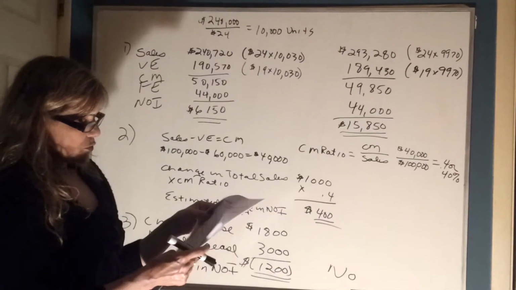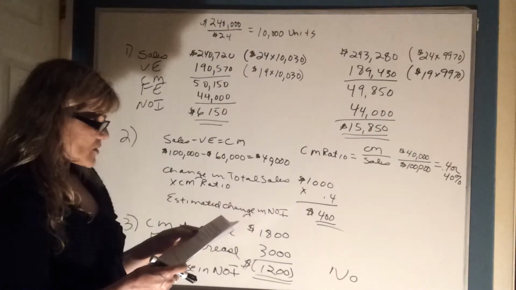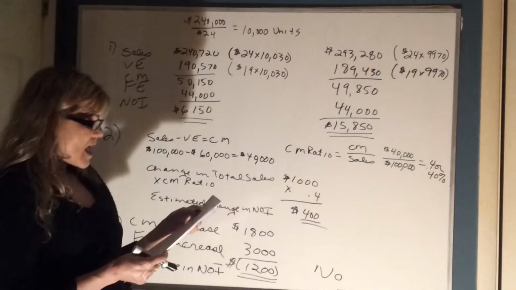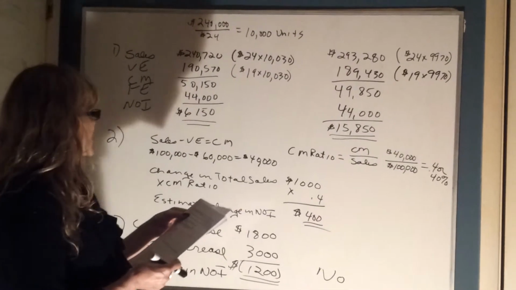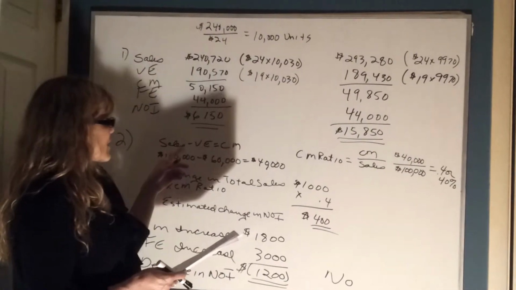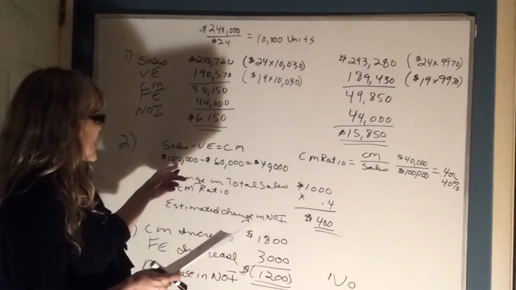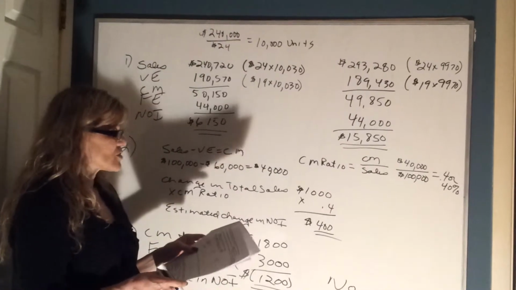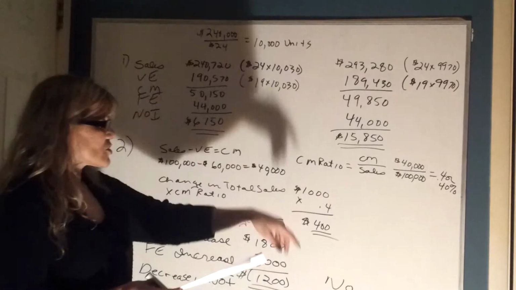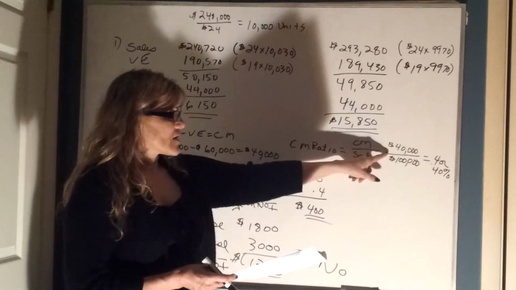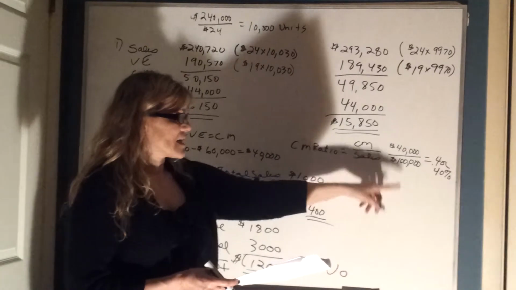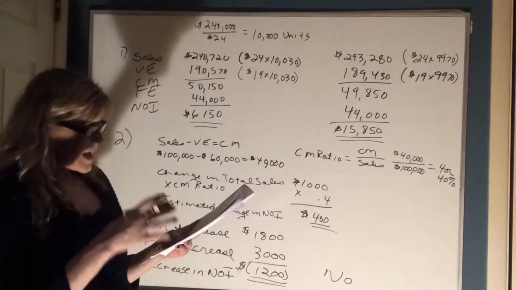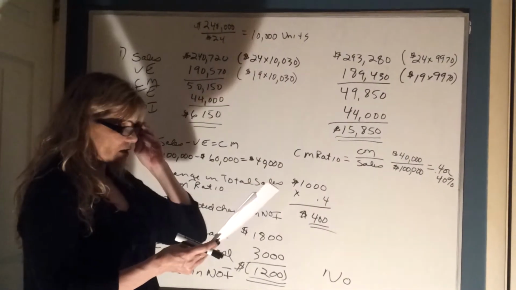For problem number two, we have last month when Bob sold 20,000 units, total sales were 100,000, variable expenses were 60,000, and fixed expenses were 10,000. And we want to know the company's contribution margin ratio. So first of all, we have to figure out the contribution margin, which is our sales of 100,000 minus 60,000 in variable expenses, and that gives us a 40,000 contribution margin. For the contribution margin ratio, we're dividing that $40,000 contribution margin by our sales of 100,000, and that gives us 40% or 0.4.